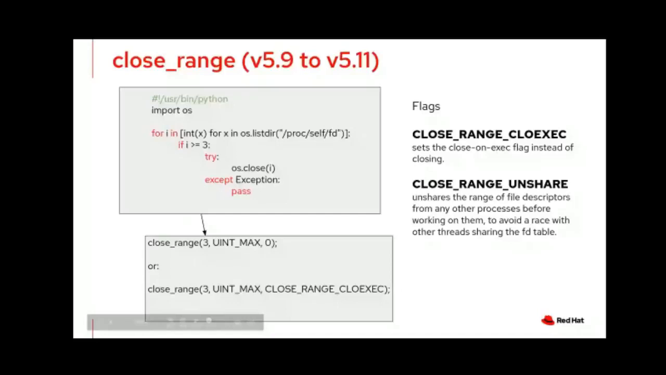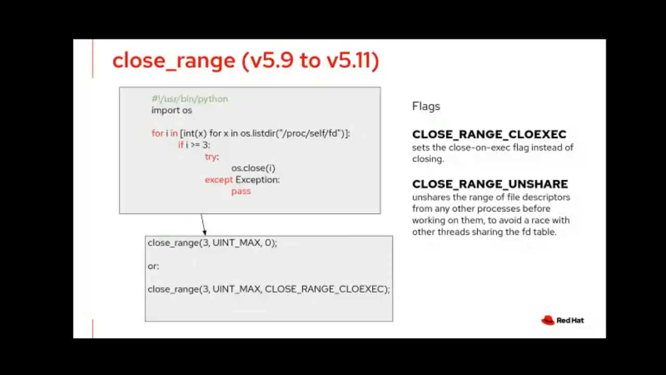That's a nightmare, and it could be minutes slower than on the host. So close_range is a syscall that appeared in 5.9, and it solved this task by giving a range of file descriptors to either close or set an exec flag. The other thing it does: if you have a multi-threaded program and one thread is closing these file descriptors while another thread might open new ones, it can create a race, so you will have some descriptors not closed.